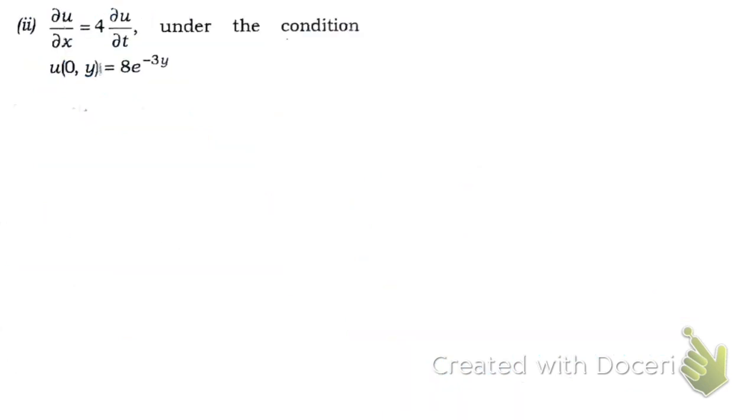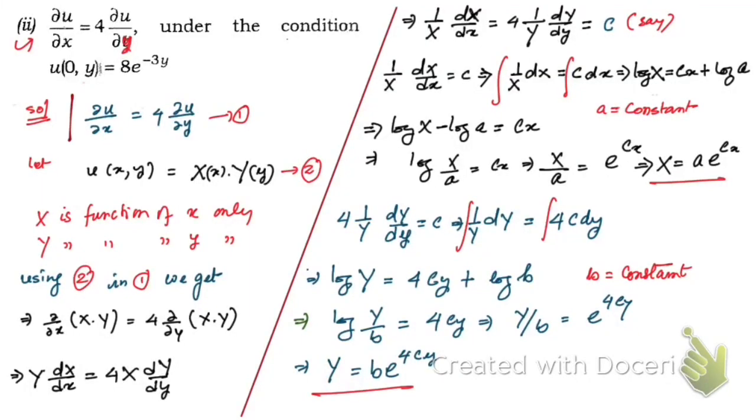So now we are going to solve this equation. Here we have del u by del x, del u by del t. I think as it is given u of 0 and y, instead of t, they should have used y, right? So let me take this as y, okay? So here is the given equation.